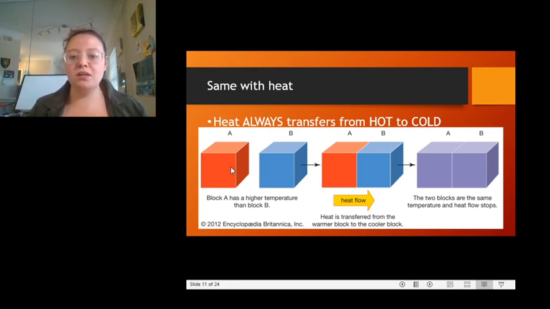We have the red block and the blue block. Red block's hot, blue block is cold. When you bring them together, that heat from the red block transfers into the blue block and they come to an equilibrium temperature. They come to the same temperature at the end.